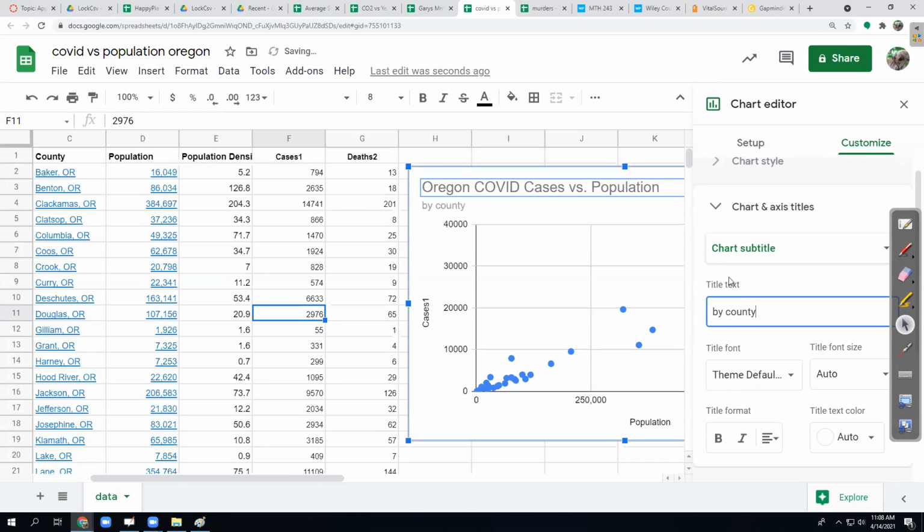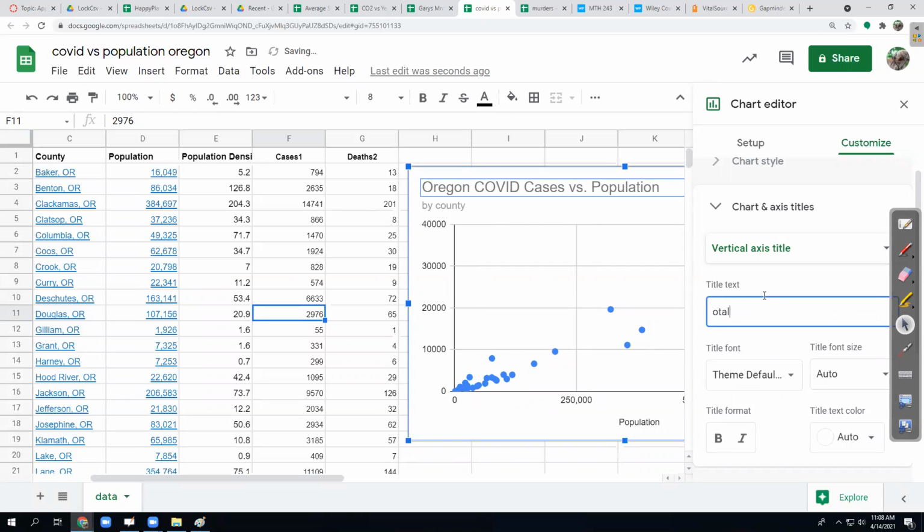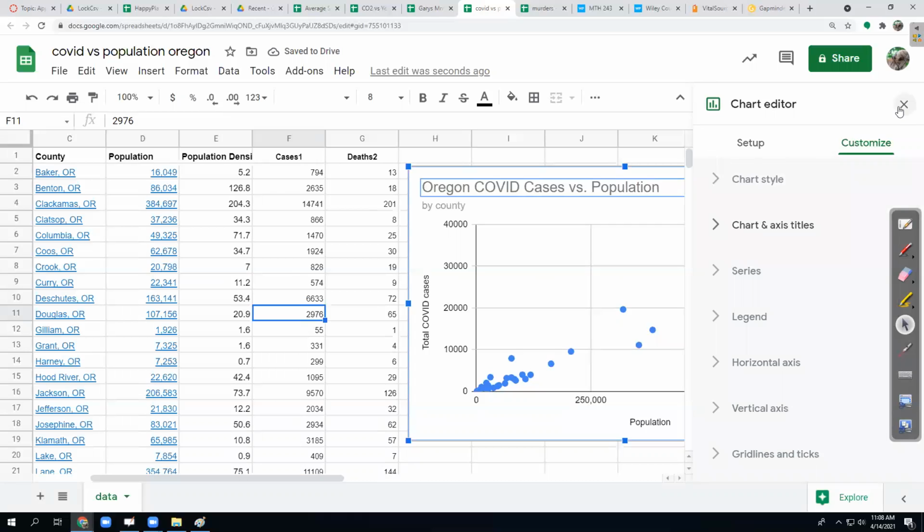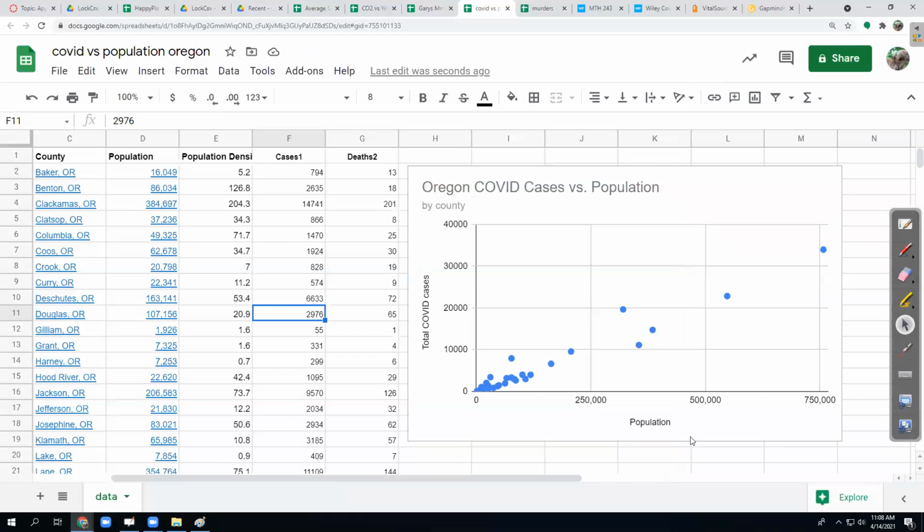All right, so tell me what your chart means, and then make sure you have reasonable descriptions. I think population is pretty straightforward there. Vertical, I should improve that. Call it total COVID cases for that column. So imagine that you were getting this published in a newspaper. What would be some reasonable titles for that? Decide if you have to remove any outliers.